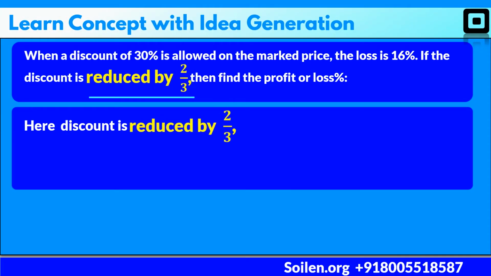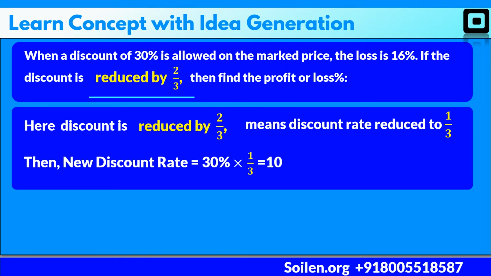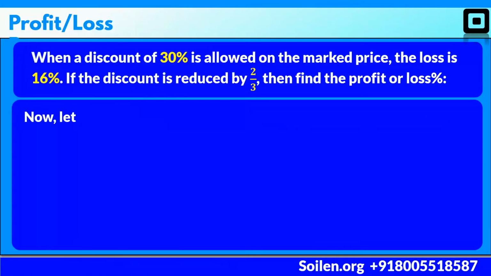Here discount is reduced by 2/3. In other words, the discount rate is reduced to 1/3. Then, the new discount rate is 1/3 of 30%, that is 10%. Now, let us calculate profit or loss percentage.